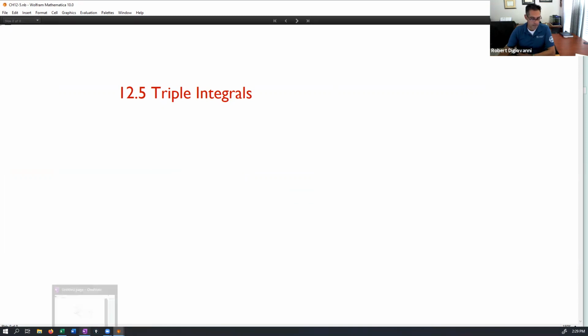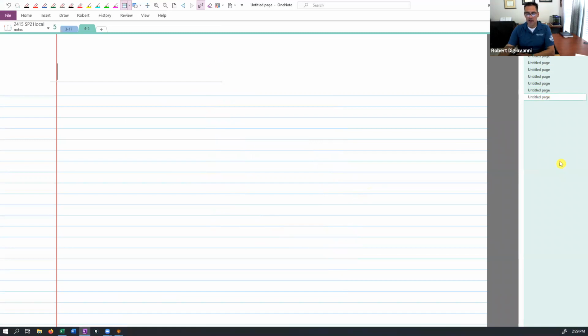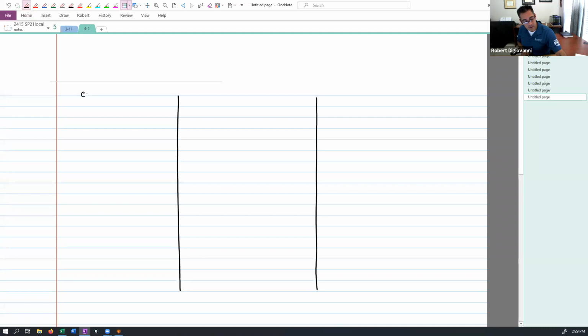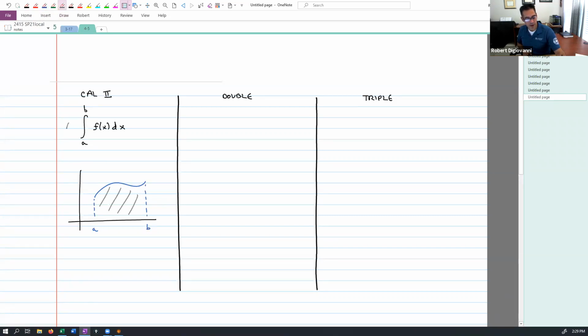Triple integrals. So to get you motivated thinking about this, as of right now, we have two scenarios that we've looked at. We have our standard Cal 2 integral. Now here in Cal 3, we have this idea of a double integral. And we're about to do triple, right? In Cal 2, our standard integral is something like this: integral a to b, f of x, dx. This represented, take a function, started at a, ended at b, calculate this. This gives you the area right here. This area is represented here by that integral.